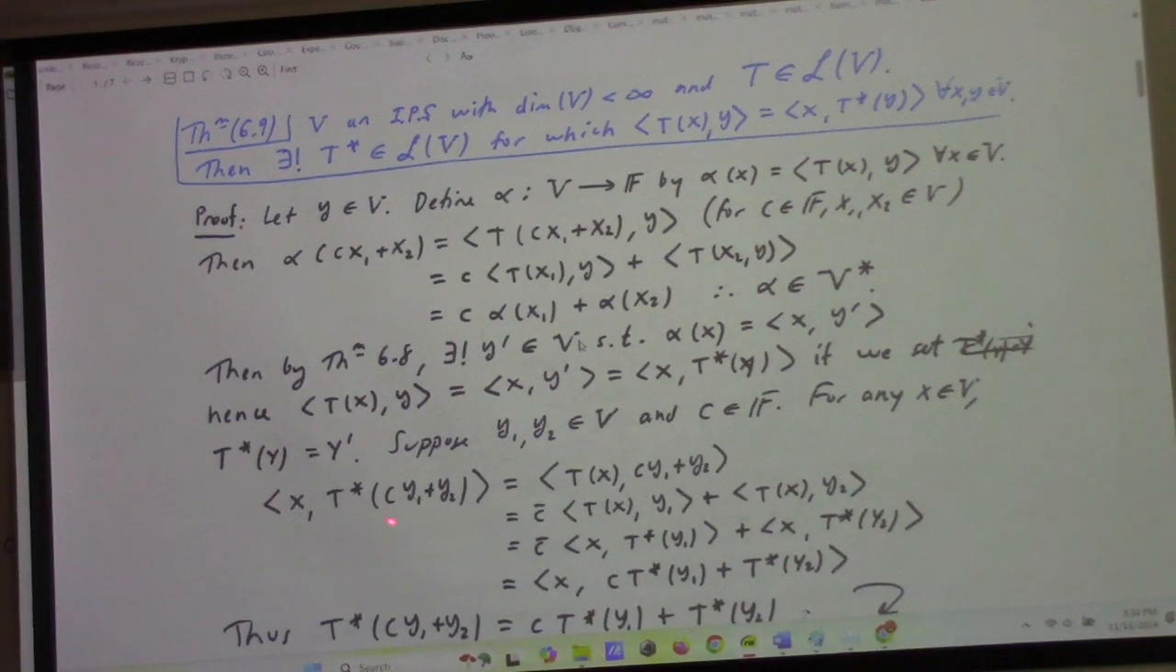And lo and behold, since this holds for all x, again by the cancellation property, it follows that T star of the linear combination is the linear combination of the T stars. Hence the adjoint, as it's so called, is linear.